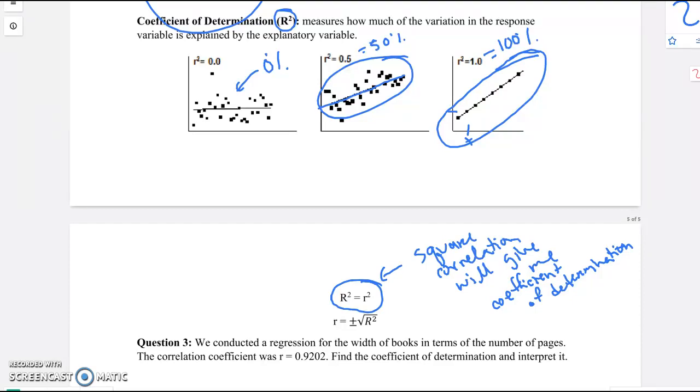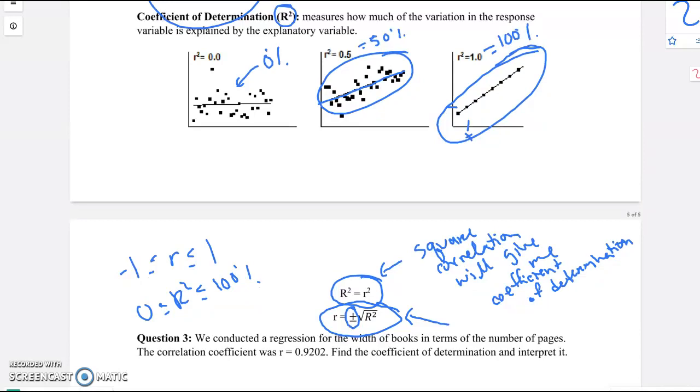So this is how you're going to calculate it. One thing you have to be very careful about is, if you want to go from r squared back to the correlation and you square root the r squared, you have to include the plus or minus, because r is between -1 and 1, but r squared itself is only from 0 to 100%. So we have to be very, very careful.